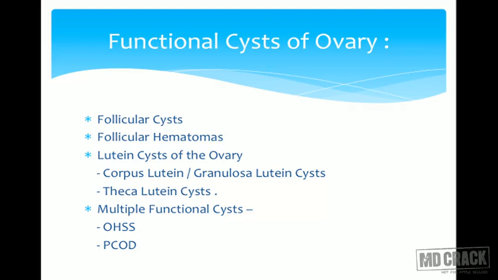They are just retention cysts, and the most common cysts are follicular cyst, follicular hematoma, and lutein cyst of the ovary, that is corpus luteum or granulosa lutein cyst, and theca lutein cyst. Whenever there are multiple cysts present in the ovary, the conditions are like OHSS or PCOD.